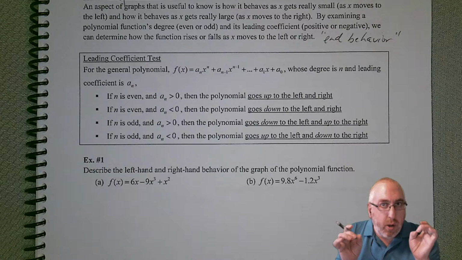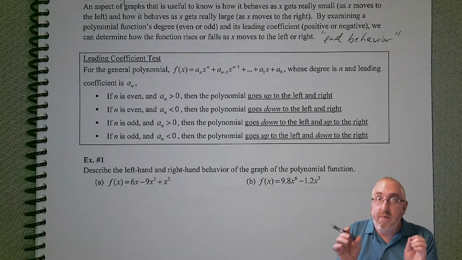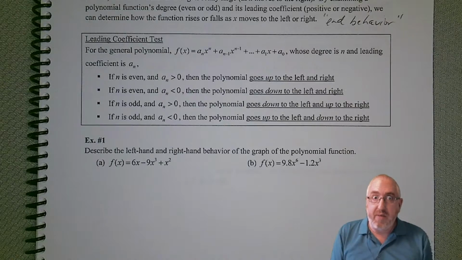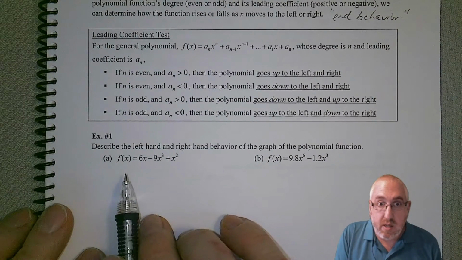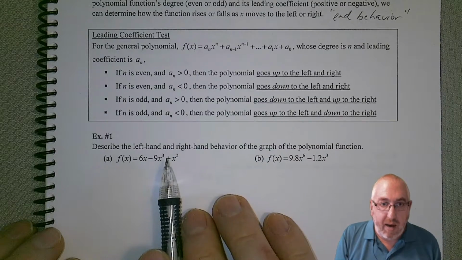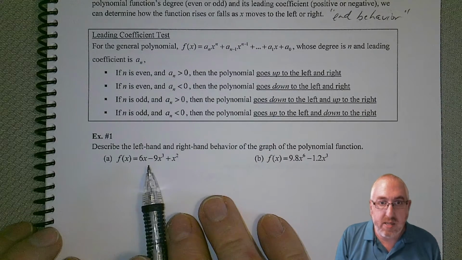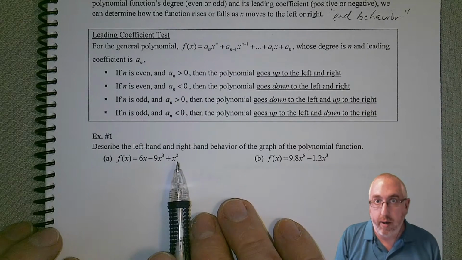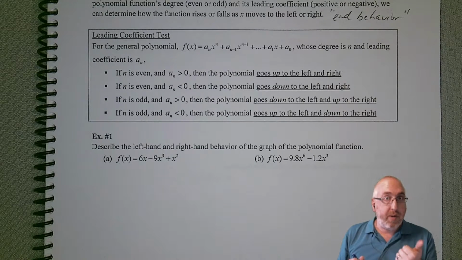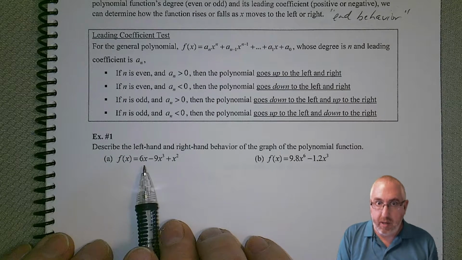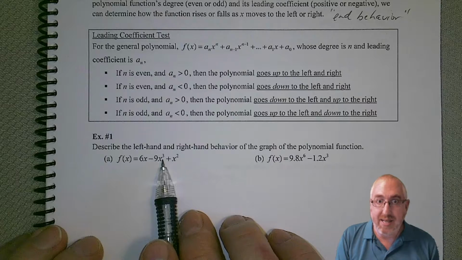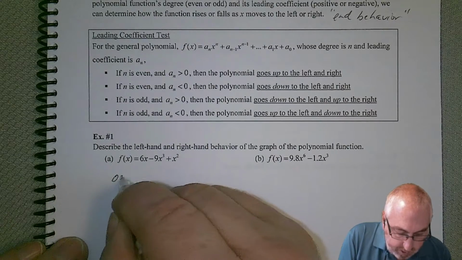We already know a little bit about this, because remember we have those parent functions that we talked about back in chapter 1. So we can use that as a bit of a guide with some of this. Okay, so let's describe the left and right hand behavior, or the end behavior, of the graph of the polynomial. We have our polynomial here, f of x equals 6x minus 9x cubed plus x squared. First question, is the degree even or odd? One thing to be careful about is don't always go by the very first term in the polynomial. That's not necessarily the degree. You have to look at the highest power. The highest power in this case is 3. So it is odd. We have an odd degree.